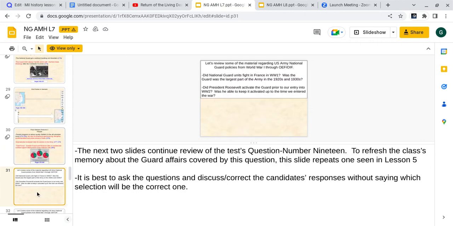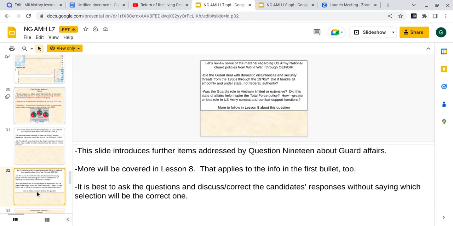Alright, so emphasizing what's important to know. Did the National Guard units fight in France? Alright, that's a review from before. We know that already. We already did those. And then these. Did the Guard deal with domestic disturbances and security threats from the 50s through the 70s? Yes, they did. Did it handle all smoothly and under state, not federal authority? No, it did not always handle things smoothly, and they were under federal authority at this point. The federal government had control over the Guard, but the Guard didn't always handle things smoothly.